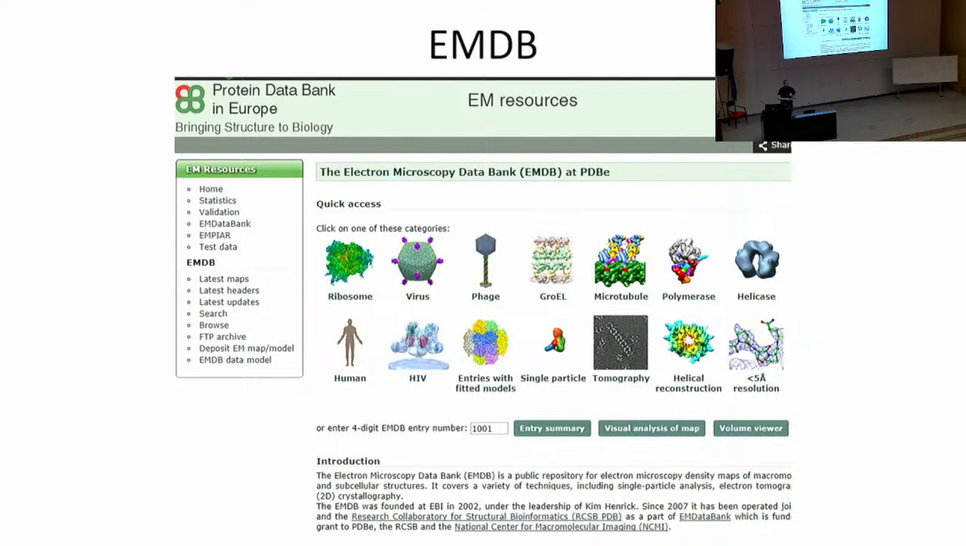And part of the PDB is also the electron microscopy database, where the raw data are stored. Electron microscopy has one big advantage, because it can give you information about even large complexes, like viruses even. That structure of the rotating protein was done by cryo-EM.